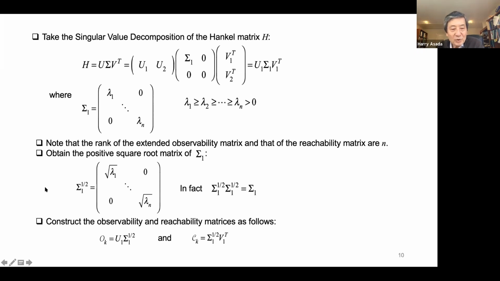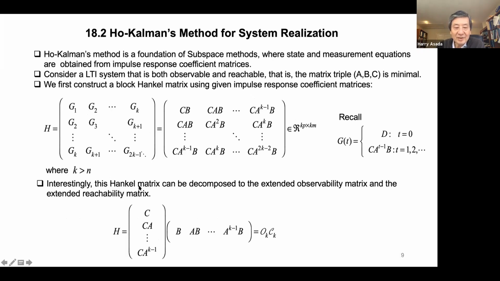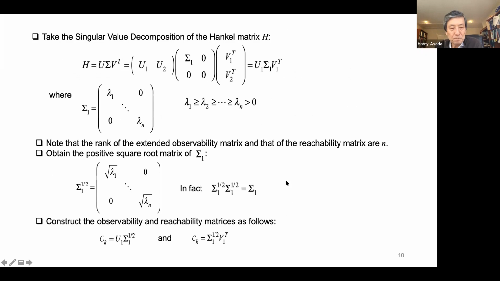So we can split this one into sigma half. Okay, so in order to realize, actually go back to this: the Hankel matrix is a product of O_K and C_K, right? Now, we would like to know O_K and C_K individually, but with this expression, the singular value decomposition, we can make this kind of a term.